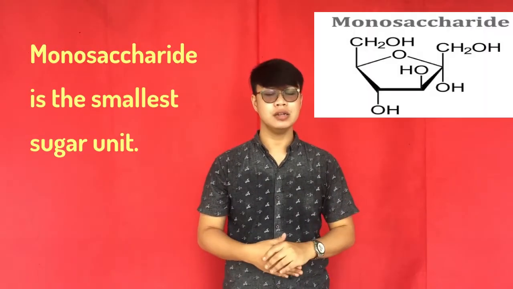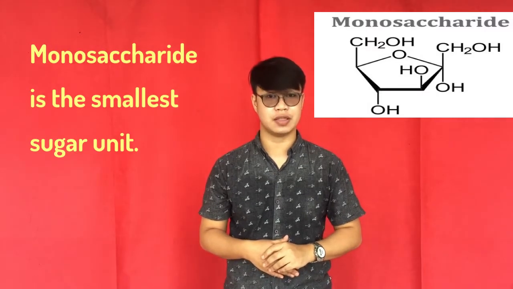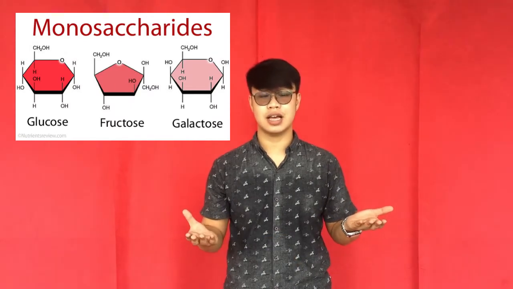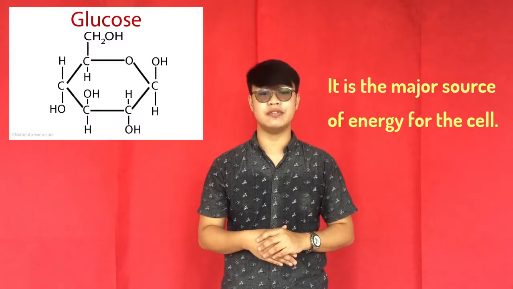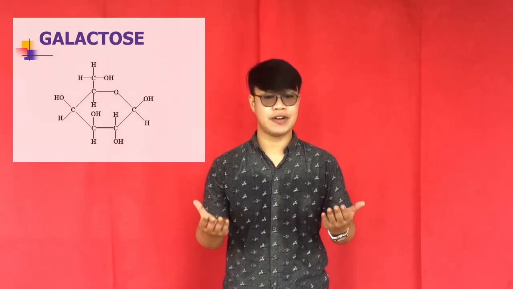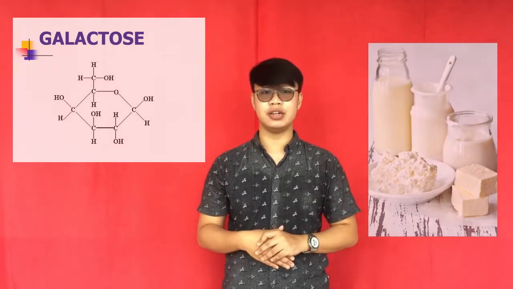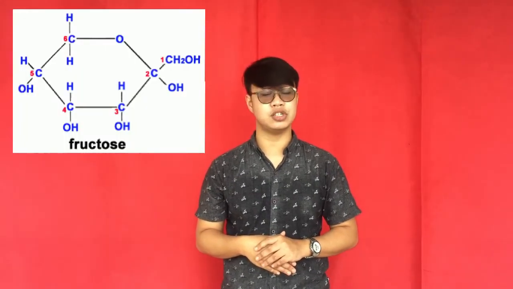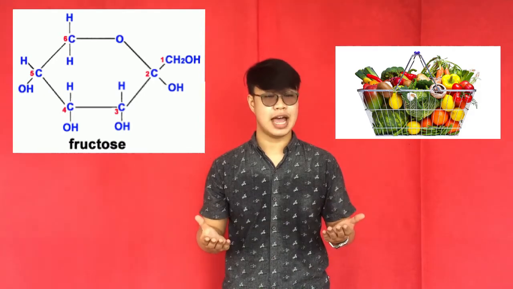There are 3 types of carbohydrates. We have the monosaccharide, disaccharide, and the polysaccharide. Monosaccharide is the smallest sugar unit. The examples of this are glucose, galactose, and fructose. When we say glucose, it is the major source of energy for the cell. Galactose is a sugar found in milk and in any other dairy products. And lastly, fructose. Fructose is a sugar found in vegetable and fruit.